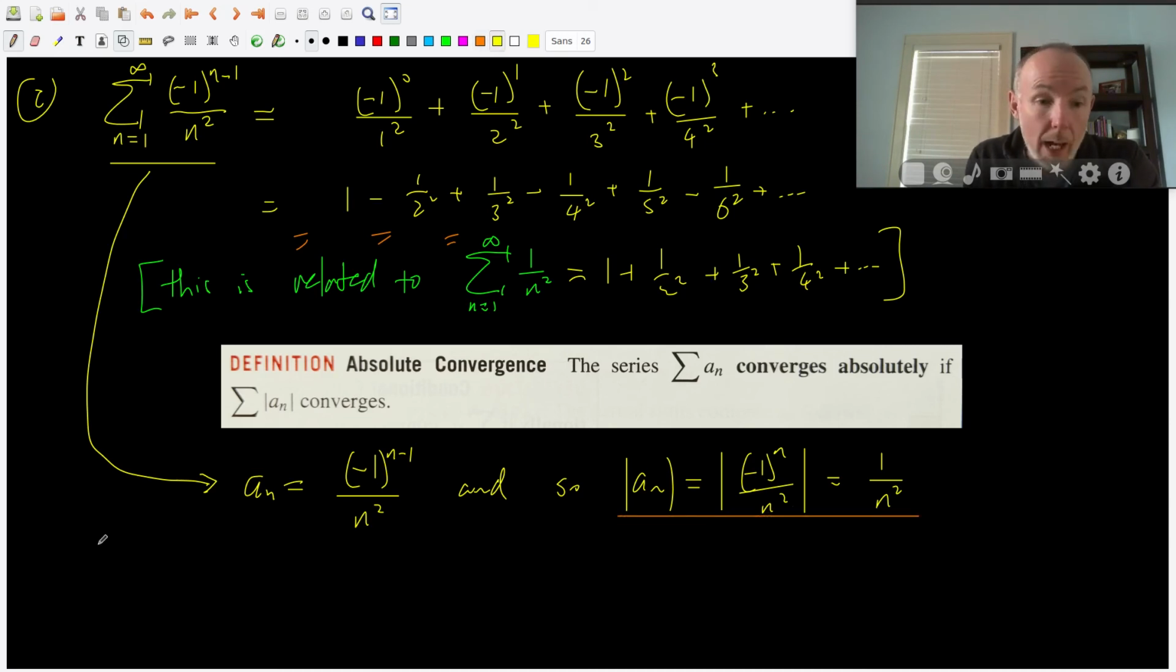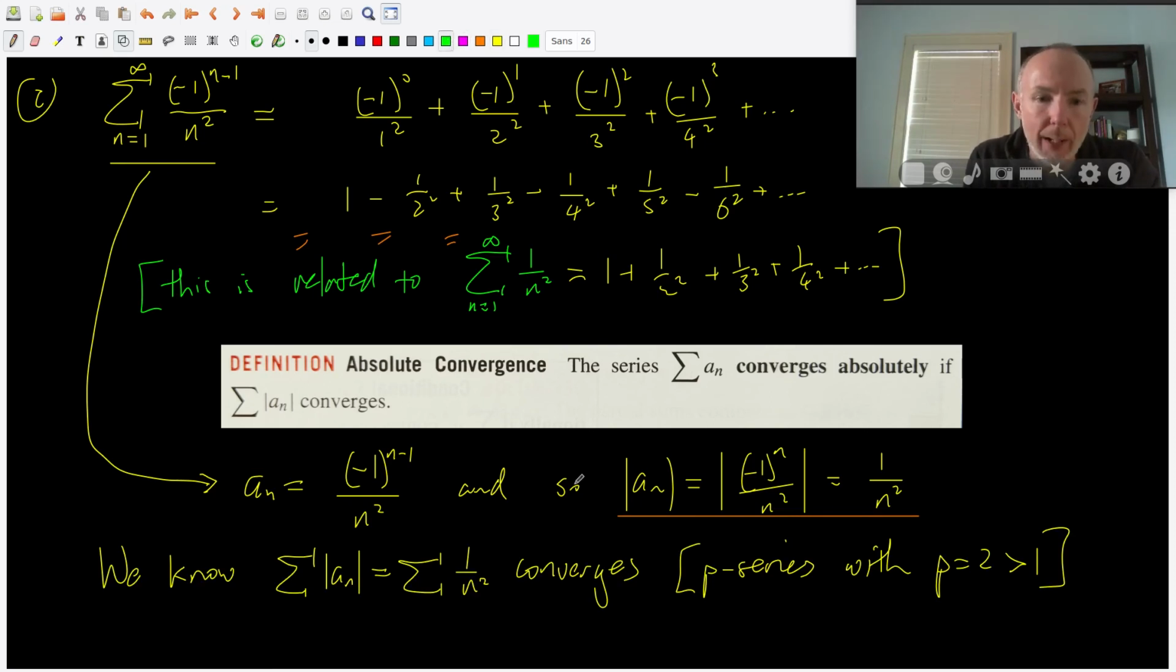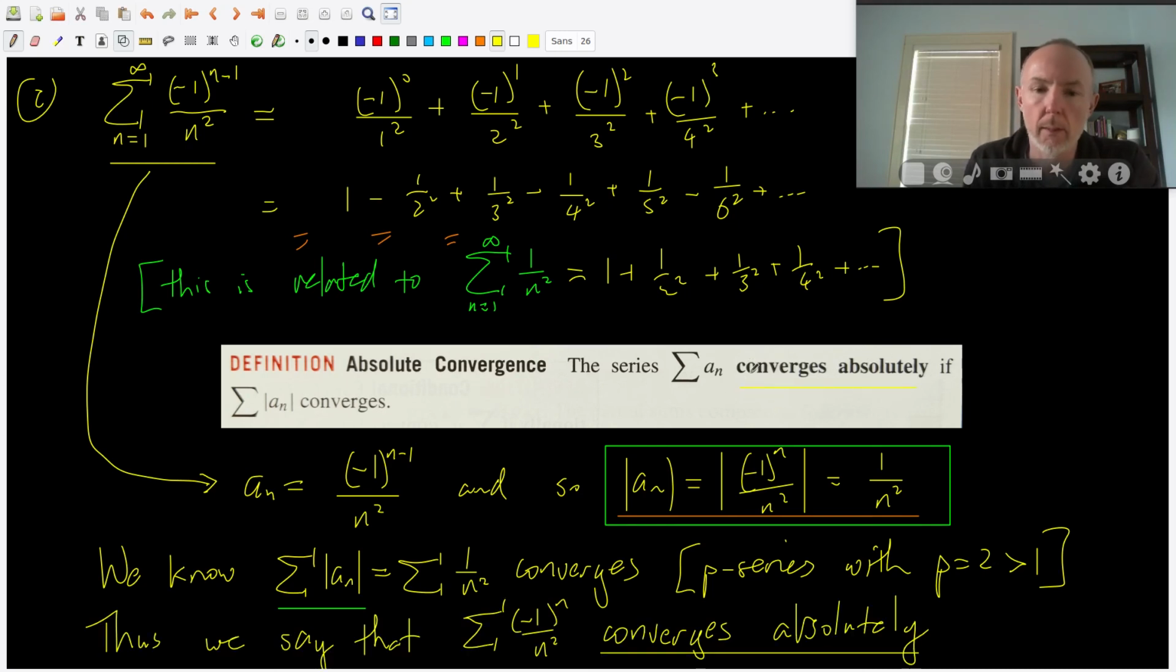And so we know that the series that you make up by adding the positive pieces of all the terms, the sum of the absolute values, converges because it's a p-series with p equals 2. And so what we can say about this original series is that it converges absolutely, which just means that when, instead of subtracting some of the terms, I just add them all, if that resulting series, the sum of the absolute values, converges, then we say the original series is absolutely convergent.